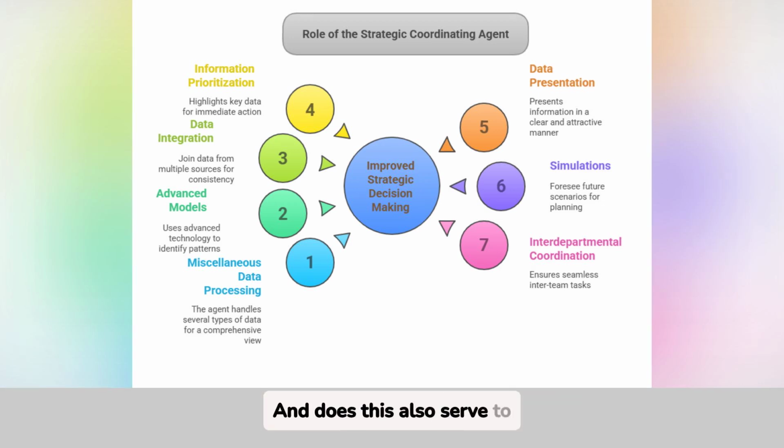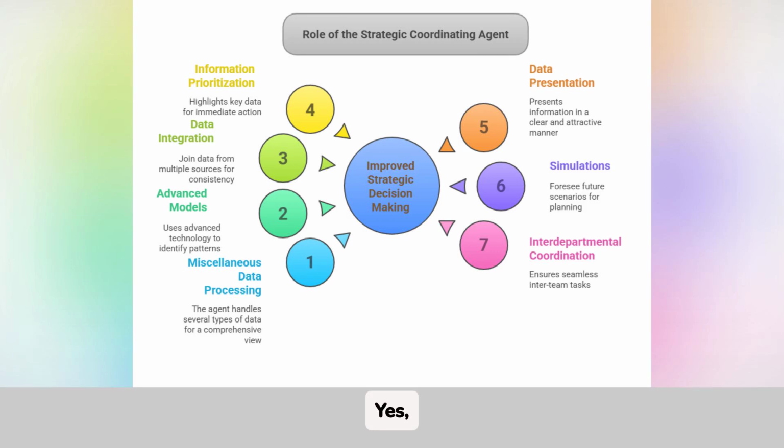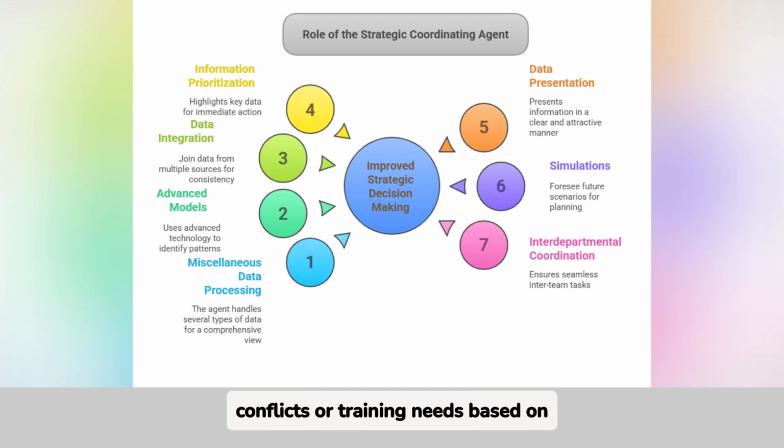And does this also serve to coordinate tasks between departments? Yes, completely. It can detect, for example, that sales needs urgent technical support for a complex proposal, or that a customer needs after-sales support, and automatically assign tasks to the appropriate team. It can also alert the operations manager if a new contract requires immediate activation or if there is an implementation bottleneck. It can even anticipate resource conflicts or training needs based on recurring tasks and team performance.